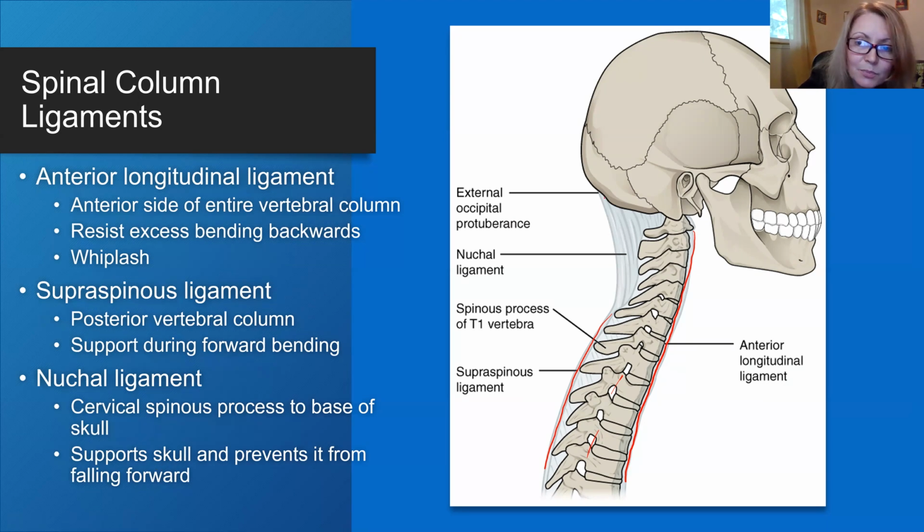The nuchal ligament is this part. And the nuchal ligament goes from the cervical spinous processes. So here's your cervical vertebra, and here are the cervical spinous processes, to the base of the skull. It supports your skull and prevents it from falling forward, right? So those are ligaments. They're made of connective tissue, dense regular connective tissue.